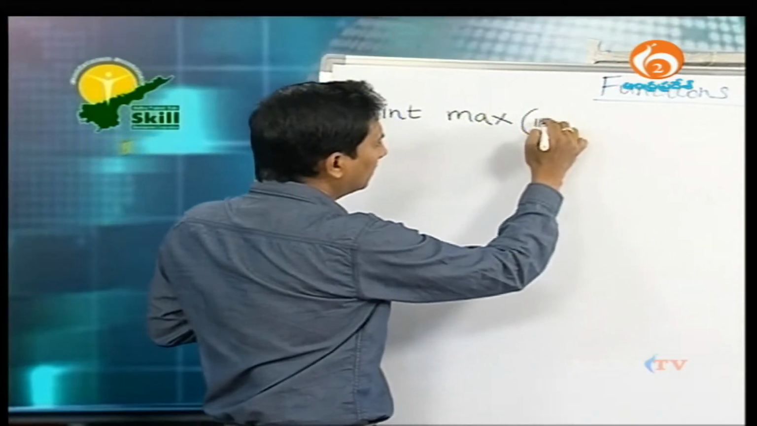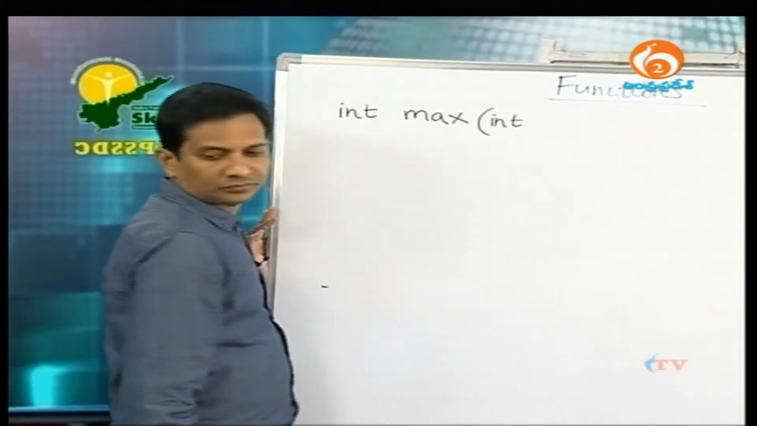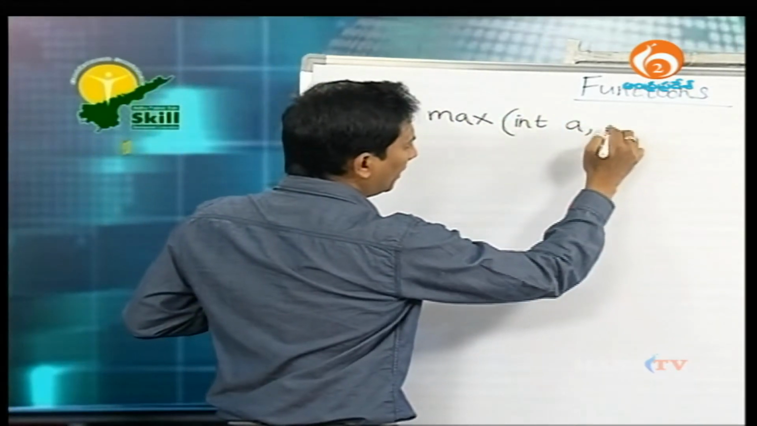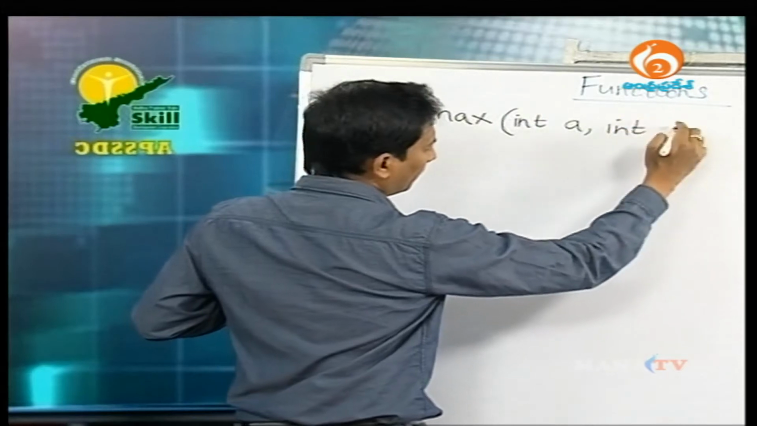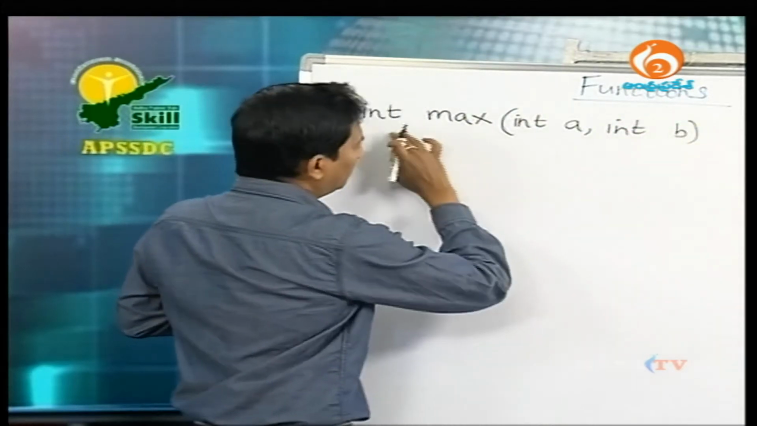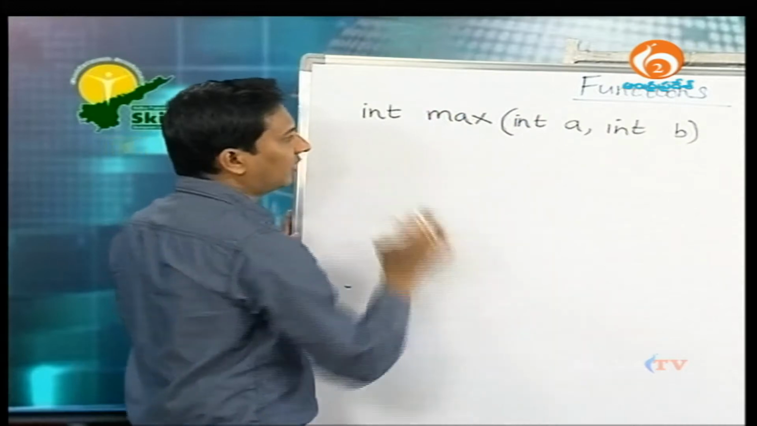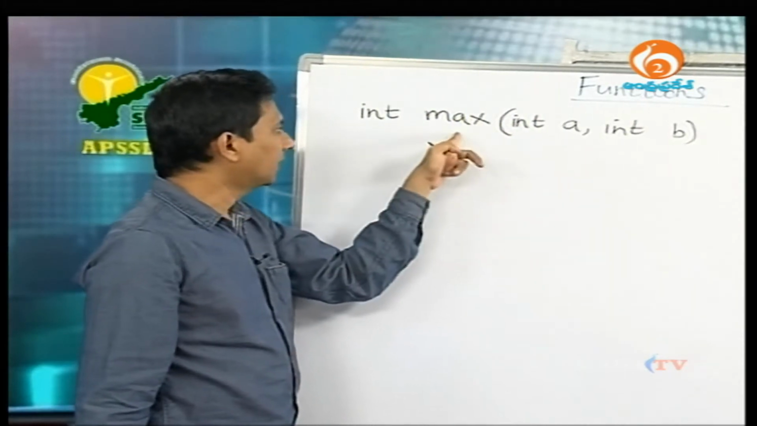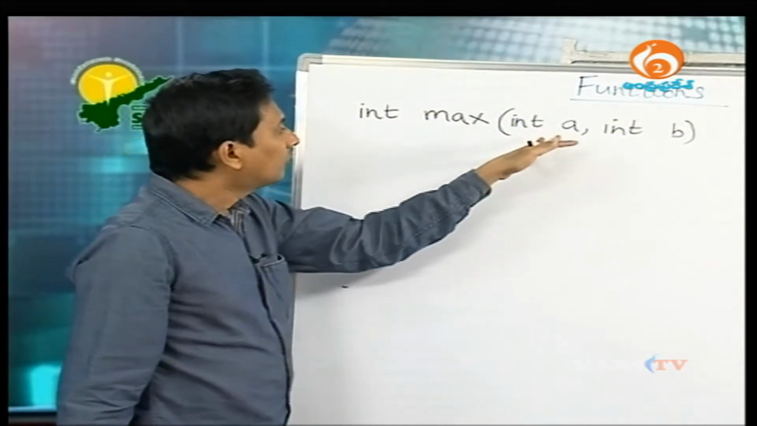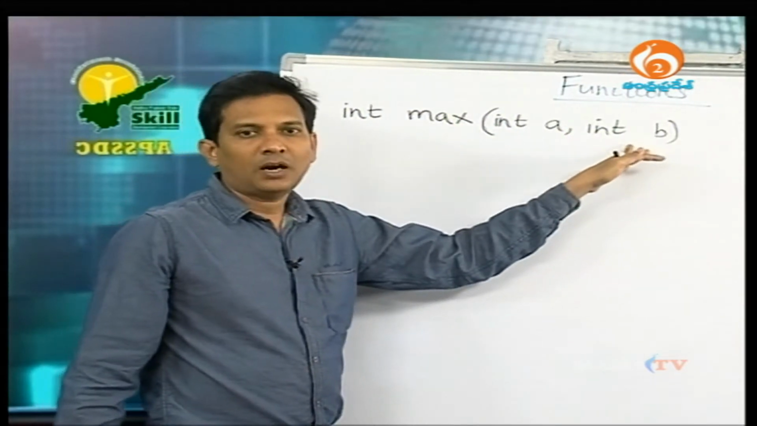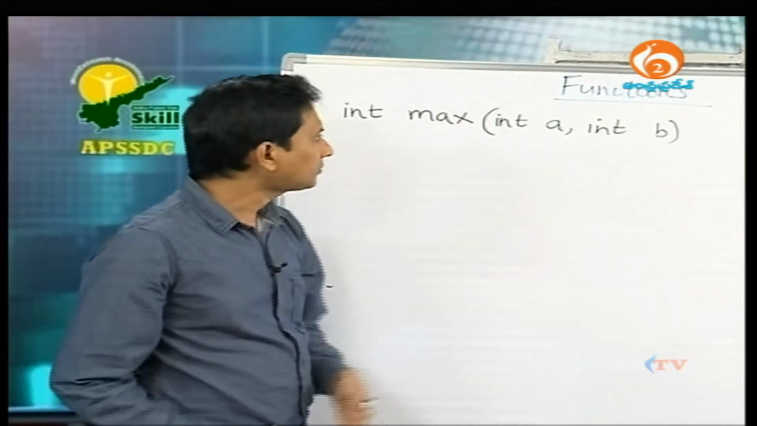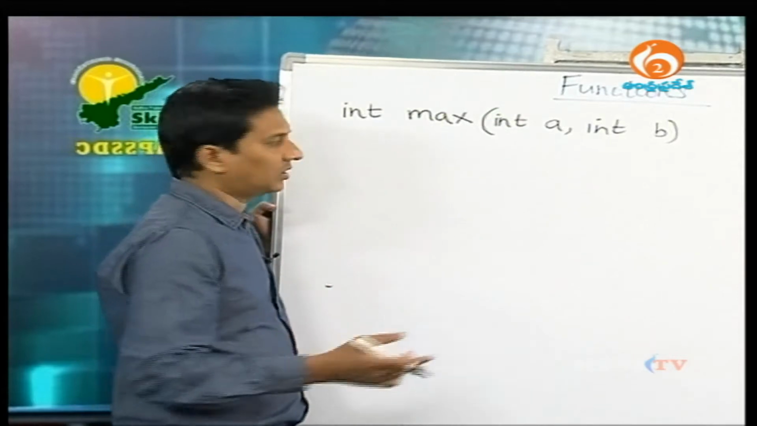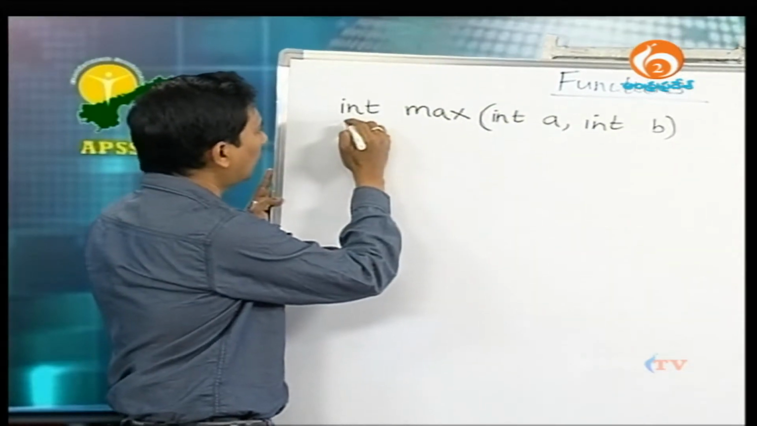First int a, int b. This entire thing is known as the function heading. This is the return type, this is the name of the function, and these are the formal parameter list. Here I am passing two parameters from the calling function. This is the called function.